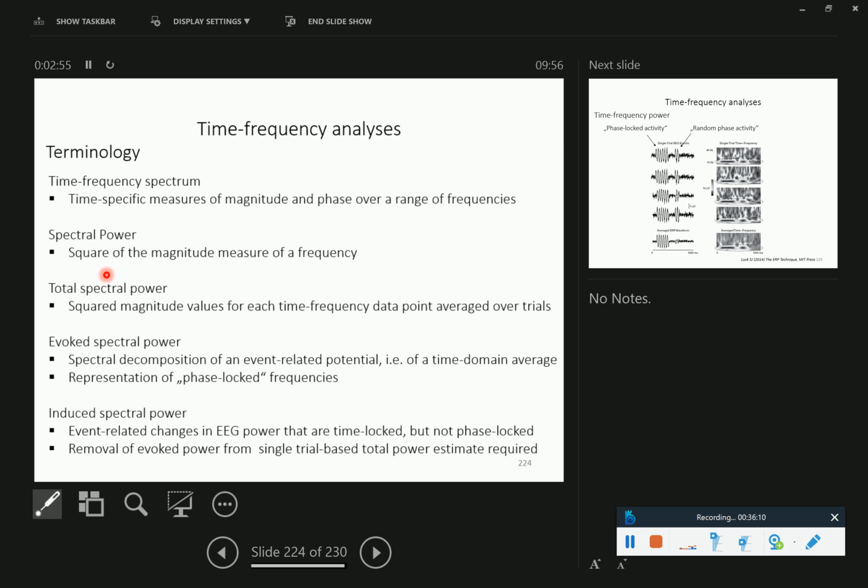So the spectral power that is usually shown is the square of the magnitude measure of a frequency, and you shouldn't at all try to understand it from a perspective of power or energy or something like this in physics. There's no sense in that. The easiest, most straightforward and also correct way to understand this is just the magnitude of a given frequency component in your signal.